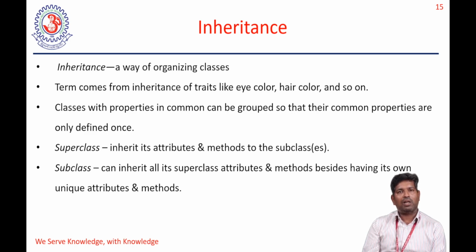Here we have the terms superclass and subclass. A superclass passes its attributes and methods to the subclass. That means the superclass will provide the attributes and methods to the subclass. Through inheritance, the subclass can inherit the data from the superclass.